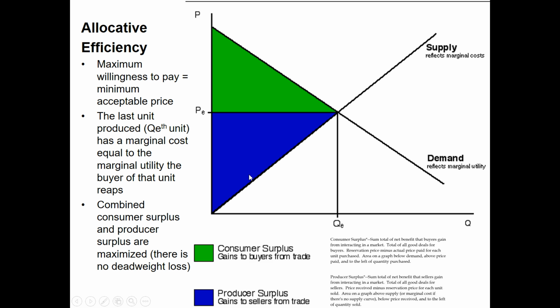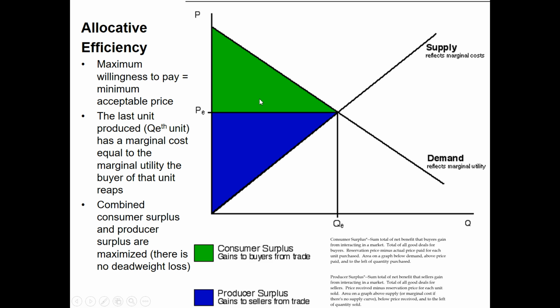Here for the blue, that's the producer surplus. Well, that's the benefit that all sellers get from interacting in the market. And if we think about that, that could be on a per unit or a total basis just as well. But it's the price they receive minus the minimum price they'd be willing to take. So very much one thing that's kind of nice to think about is that very last unit there. It's the case that the seller and the buyer both really wouldn't reap any additional surplus from selling that one.